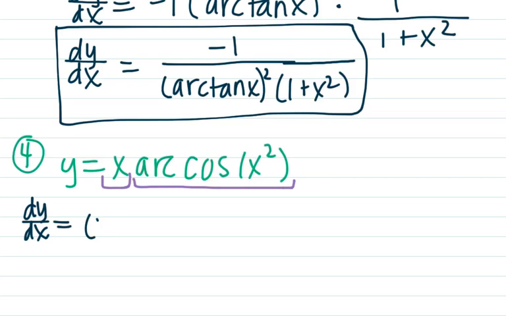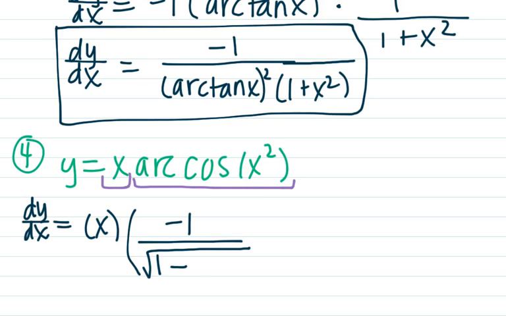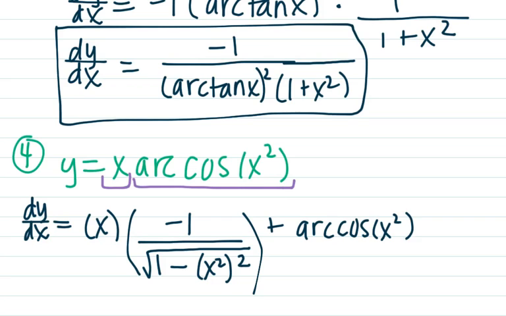equals first times derivative of the last. So the derivative of cosine, remember, is just the negative of the sine one, and that's the square root of 1 minus your x, whatever it may be. In this case, our x is actually an x squared, plus last times derivative of the first.